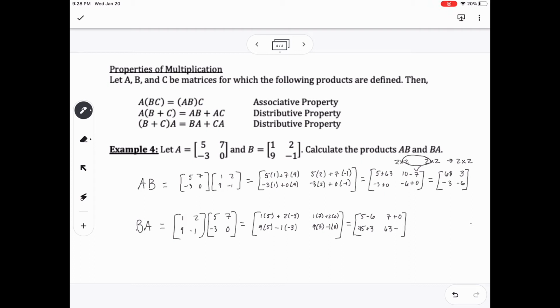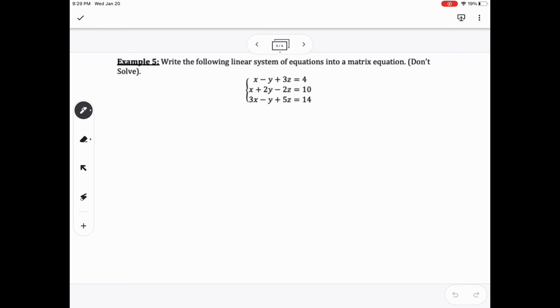Okay. And what I want you to notice here is that we want to see if these two matrices are the same. And notice that they are not. If I set them equal to each other, they would not be equal because their entries don't match up. So in this case, we can define that matrix multiplication is not commutative. And so that was the entire point. So just remember that you can't switch them around.